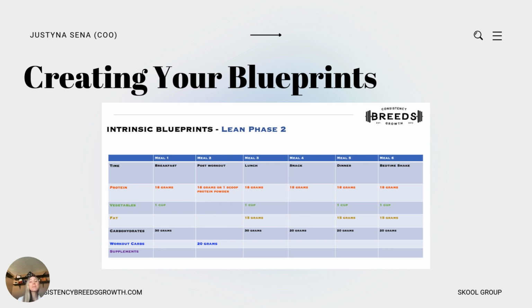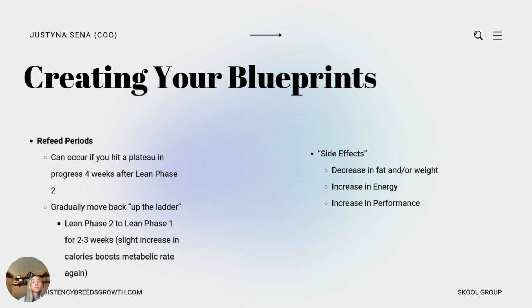I'm very sorry. But anyway, dinner and your bedtime shake, there is a total of 20 grams of carbs removed. The reason why we remove them there is because they are furthest away from our workout. We need as many carbs as possible closest to our workouts, and that's why it's removed there. Now, really quickly, before I end this video, that was lean phase 2.